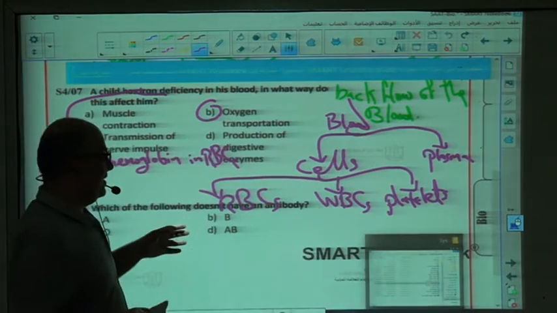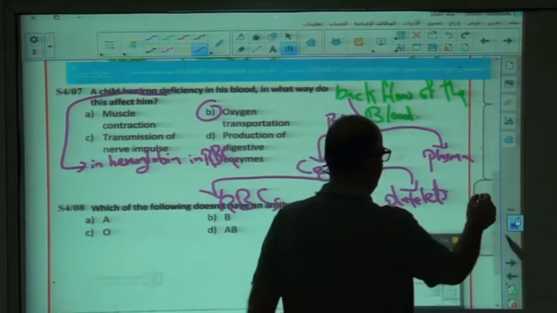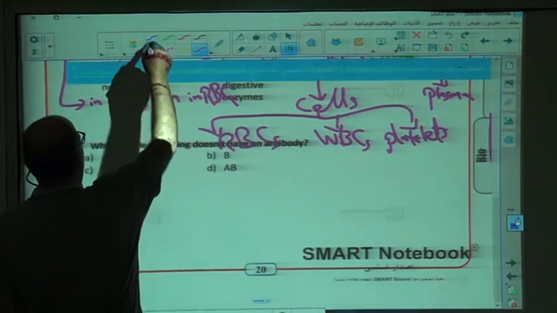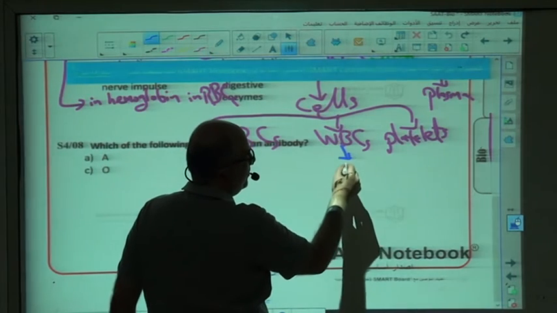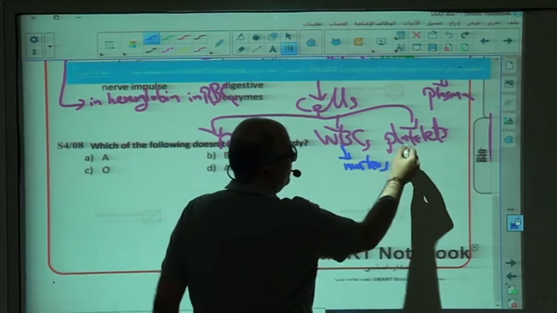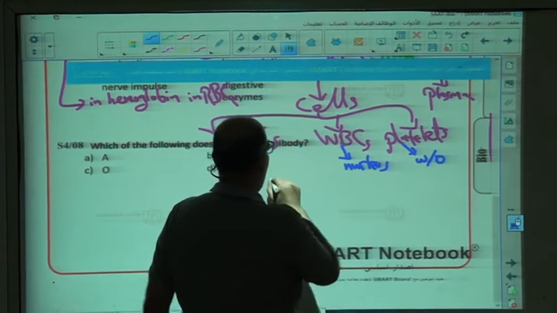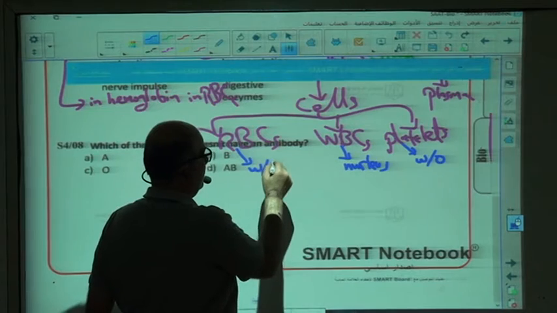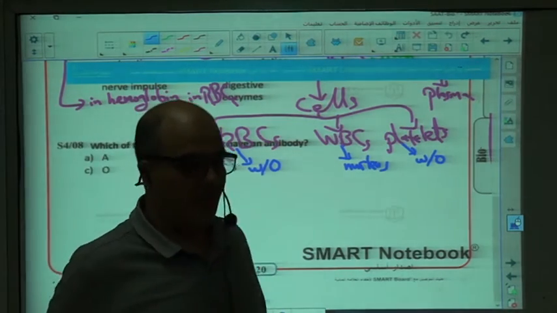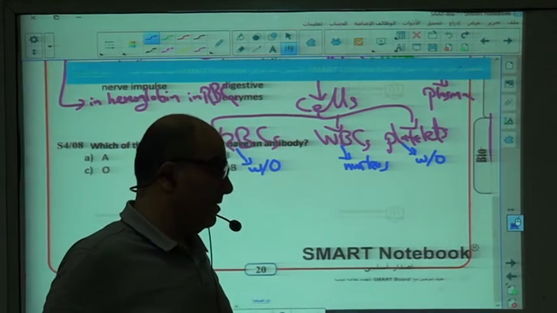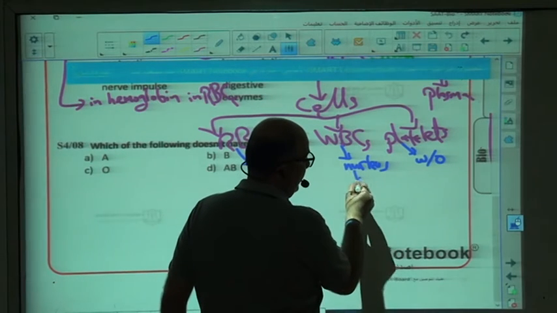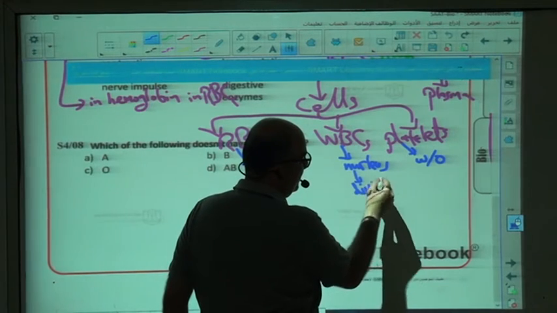Now, what is the difference between these parts? Guys, this cell with a nucleus, this without, and this without. So which of the three cells can divide? White blood cells can divide because of the presence of the nucleus.